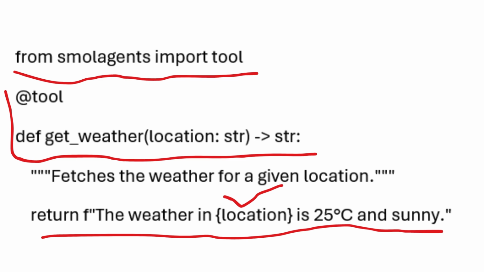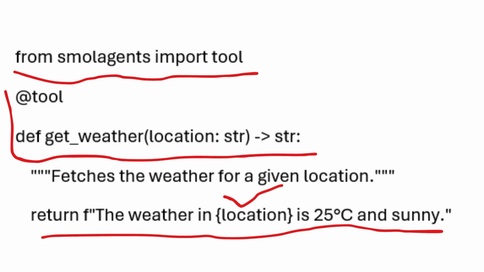Now, you might be wondering, where is this function actually fetching real weather data from? Well, it's not. Right now, it's just returning a fixed response as a placeholder. In a real-world scenario, you'd likely want this function to connect to an actual weather API, something like OpenWeather or Weather API, to fetch live weather updates. But for now, we're just keeping it simple.